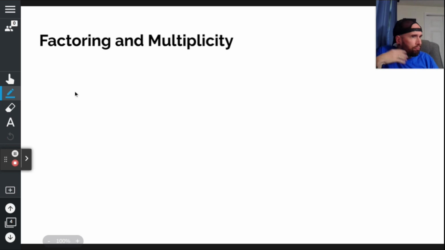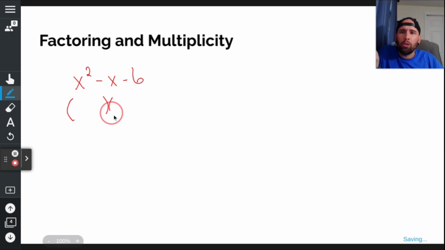Factoring. Let's just say I give you something like this: x squared minus x minus 6, and I ask you to factor that. Okay, simple. You come up with two numbers whose sum is negative 1 and whose product is negative 6, and you would get x minus 3, x plus 2, nothing to lose sleep over.